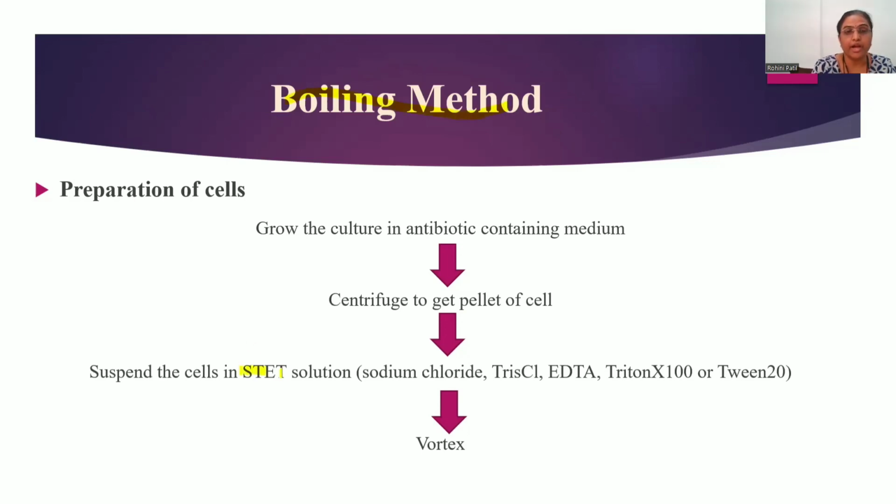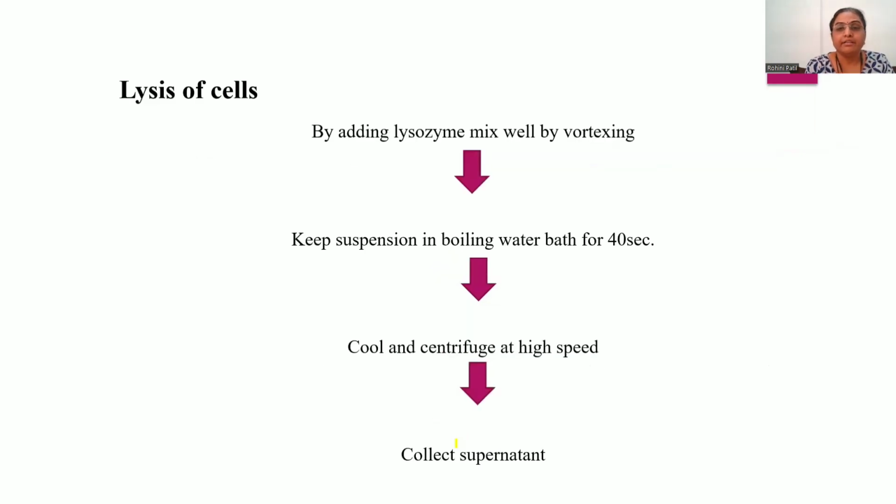Here we add the STET solution. This solution consists of sodium chloride, Tris-Cl, EDTA, and Triton X-100 or Tween 20. Sodium chloride is a salt, Tris-Cl is a buffer, EDTA is a chelating agent, and Triton X-100 is a detergent. Tween 20 is also a detergent. Either Triton X-100 or Tween 20 we have to use, and then there is vortexing. After vortexing, there is a weakening of the cells.